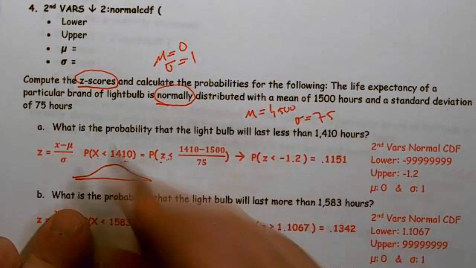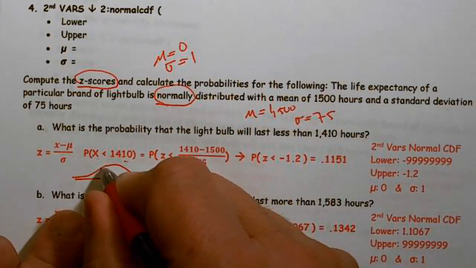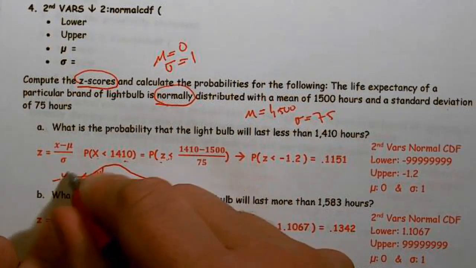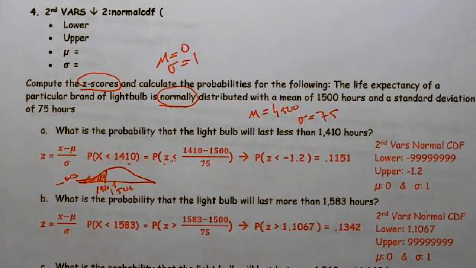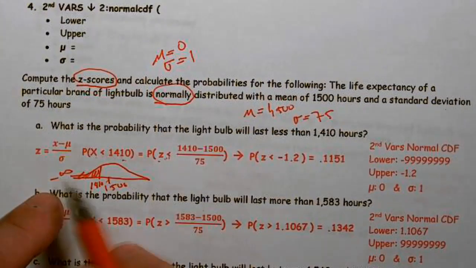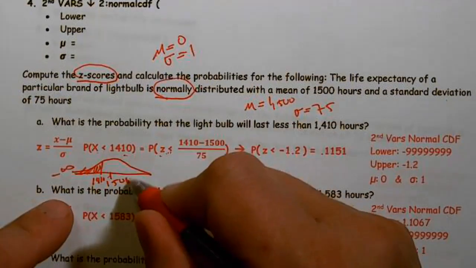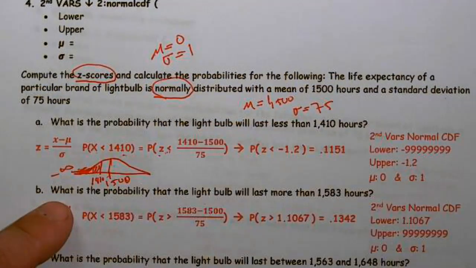And we said the average is 1,500. Turns out 1,410 is below it. And we're going to go to negative infinity. Now, I know that's a theoretical negative infinity. The light bulb can't last less than 0 hours, but we still always use negative infinity. Okay, so we're not going to use 0. We'll use negative infinity, and there's my mean. So this is the area I'm interested in.